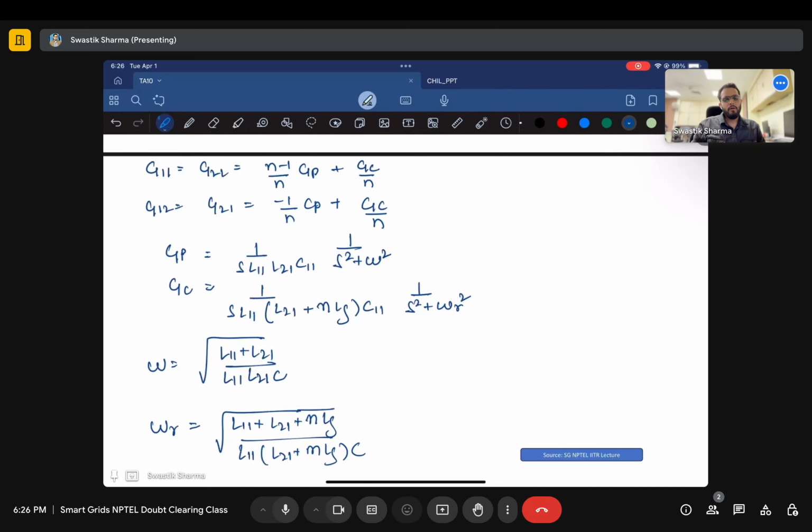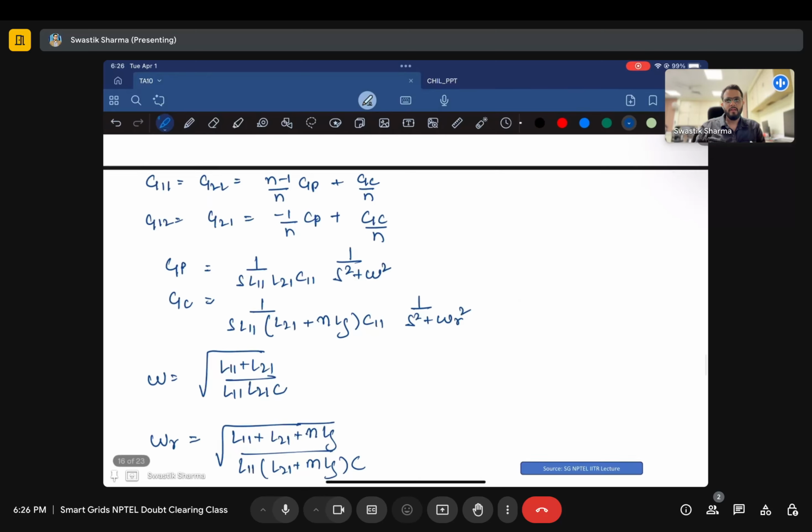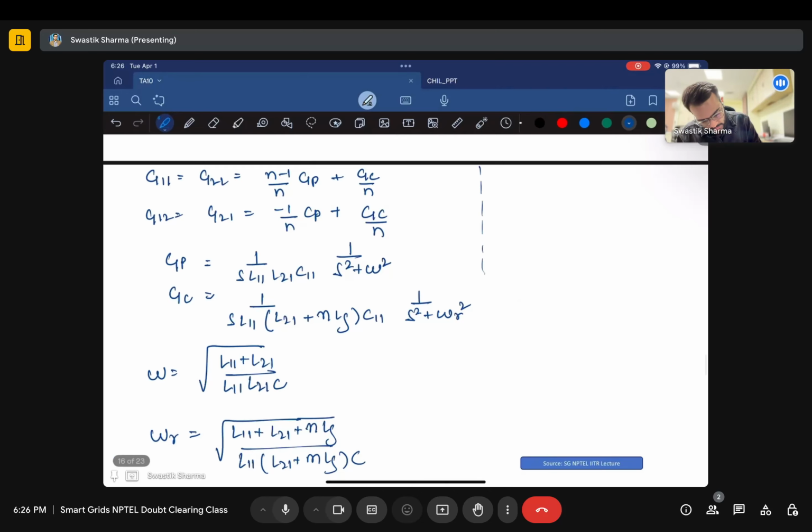Right? Okay, so that is what you have over here. So these are your frequencies. Now, if you want to check the transfer function, based on this transfer function, you can calculate your interactive current component and your common current component.